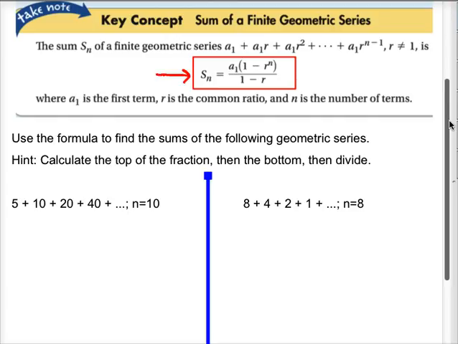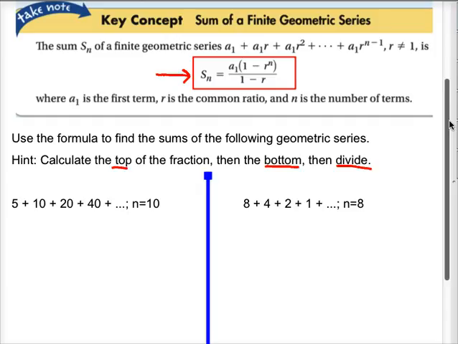Now, my little hint for doing this, because it's always more confusing when you're dealing with fractions. It's more difficult to type into the calculator. So what I'm going to say is make sure that you calculate the top of the fraction, the bottom of the fraction, then divide. So this is a three-step process. Calculate the top, calculate the bottom, and then divide.